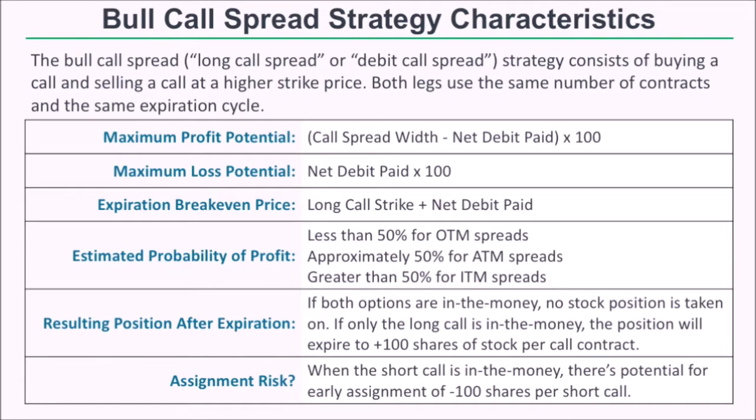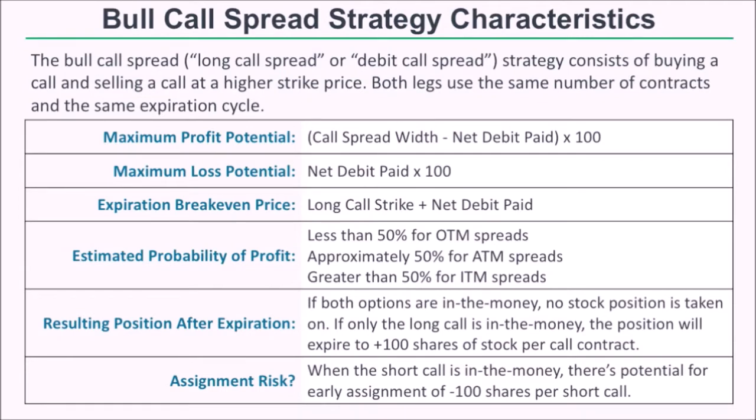So the maximum profit potential of the bull call spread is the call spread width minus the debit you pay times 100. So if you purchase a $5 wide call spread and pay $2.50 for it, your maximum profit potential is the $5 spread width minus the $2.50 debit times 100, which is $250.